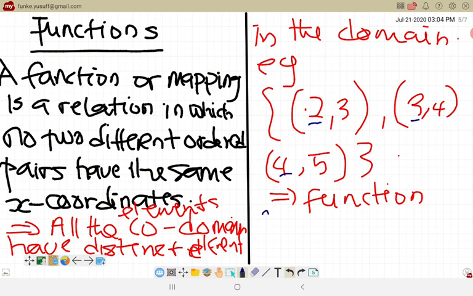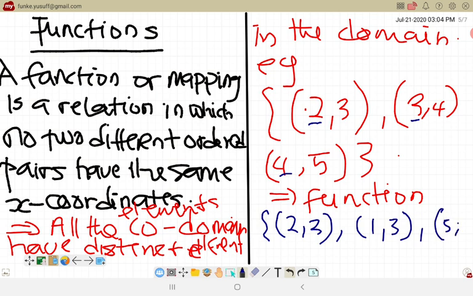Now consider another one. Look at this: (2, 3), (1, 3), (5, 3). Close the set. So this is also a function. Why? Because the domain is unique. The domain is unique: 2, 1, 5. That is, no two elements have the same x coordinate. So this is also a function.